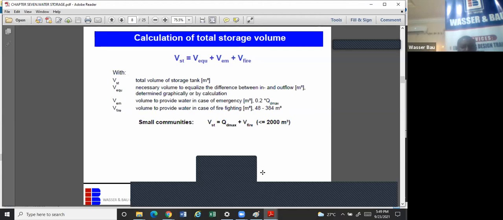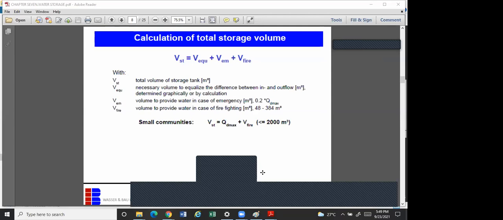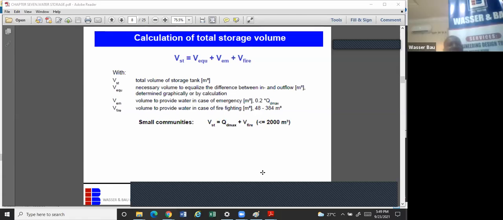Okay, Robert has a question. Yes, please. You say the volume for firefighting is between 48 and 384 cubic meters. I mean, that's a huge range. So where do I get the information of how much I should put or add for firefighting? What does it depend on? And again, please, maybe in the Nigerian context, where could I find the way of how much I should forecast for this? Thanks.